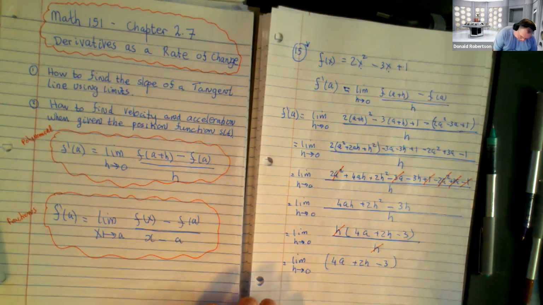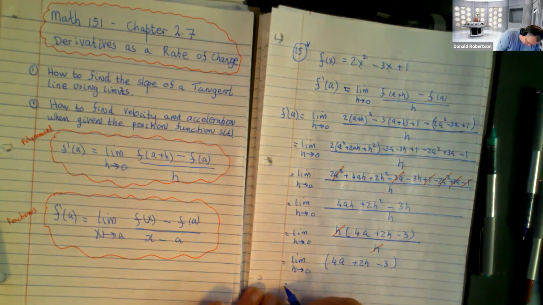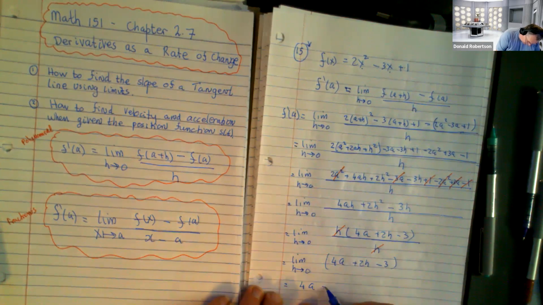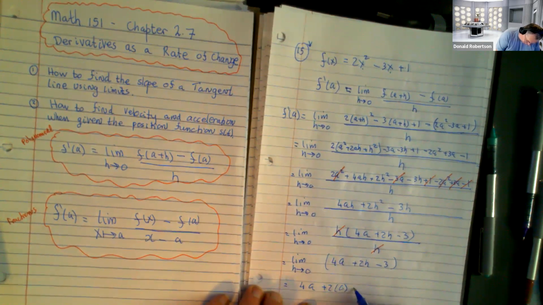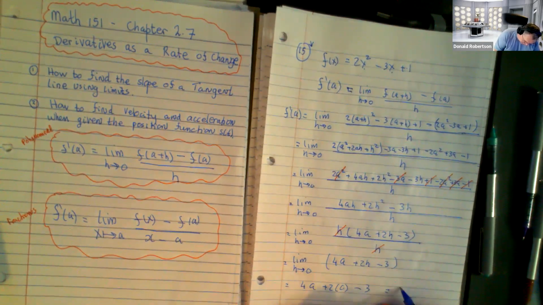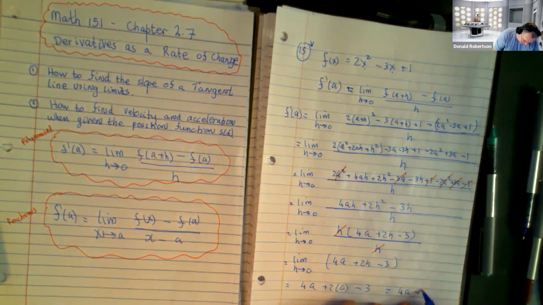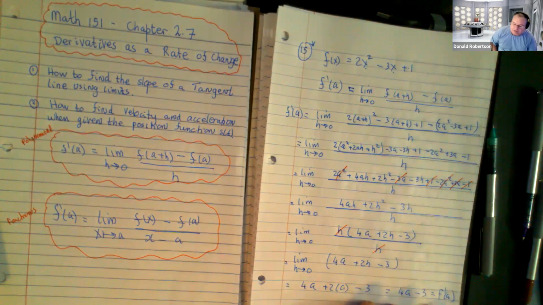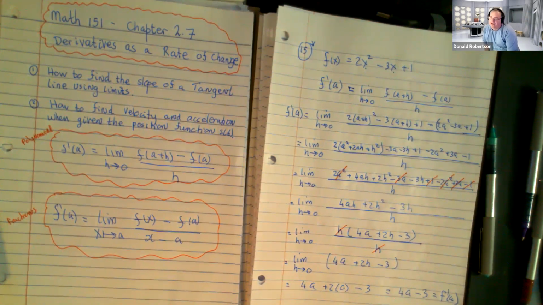At this point, can't we then plug in 0? So you will get 4a plus 2 lots of 0 take away 3. And your answer then is 4a take away 3. We have found the general derivative that they asked us to.